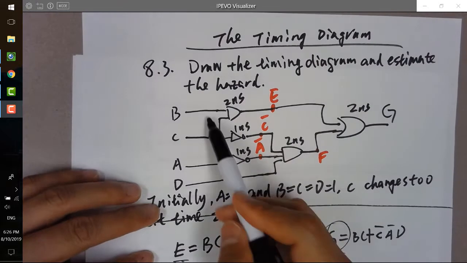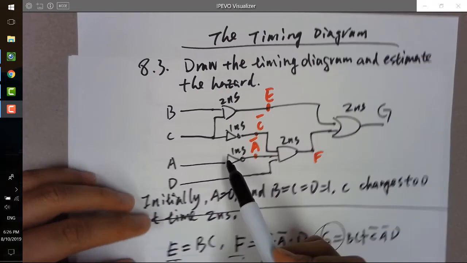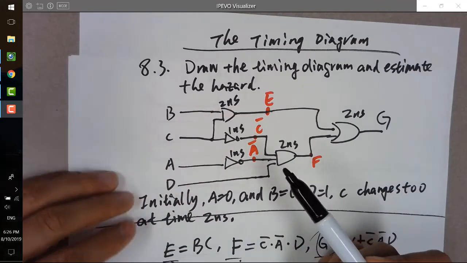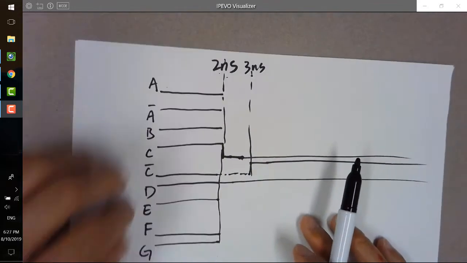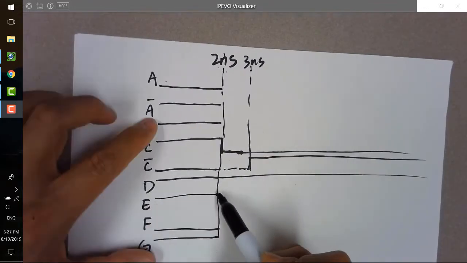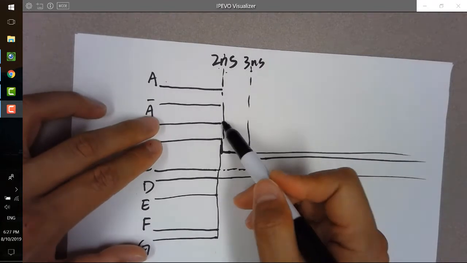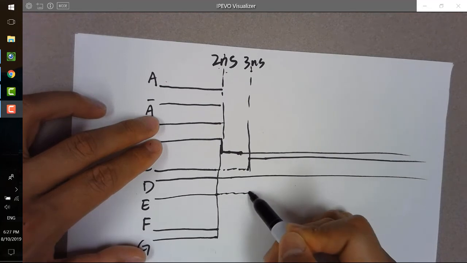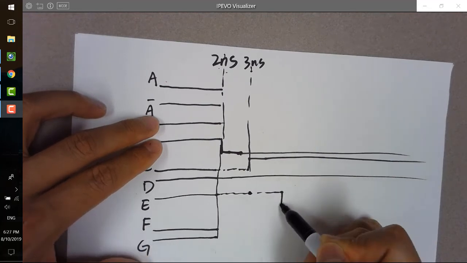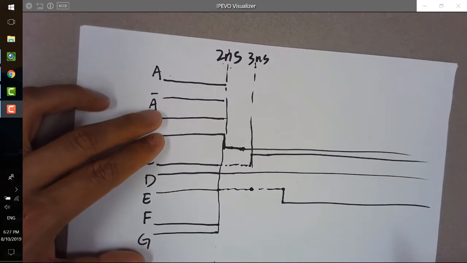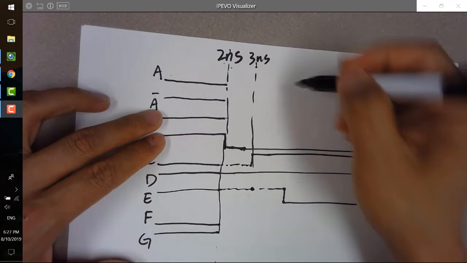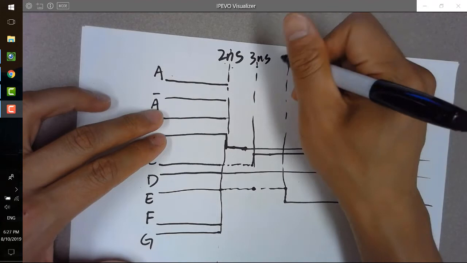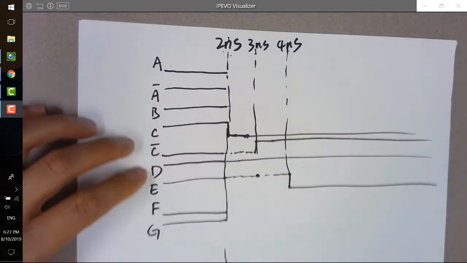However, E is B and C, but it has a 2 nanosecond delay. So B and C will be changed to 0, but with a 2 nanosecond delay, 1 nanosecond, 2 nanoseconds, and it's going to become 0 for the rest of the time. So here will be, what is that? Definitely 4 nanoseconds after the 2 nanosecond delay.